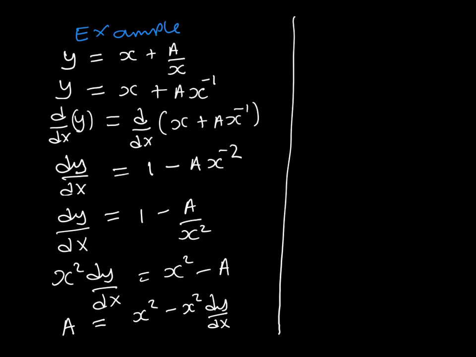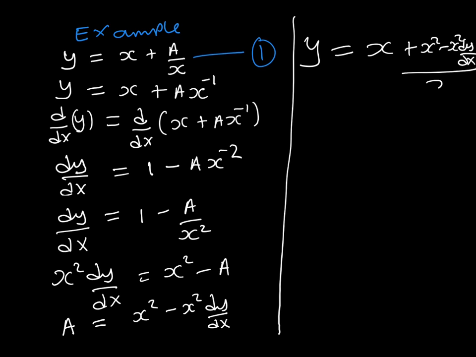We want to substitute for a so that we have an equation which does not involve a. So here it is just easy. We're almost done. So let's go ahead and substitute for a in this equation. Okay, we are going to have y equals x plus x squared minus x squared dy/dx, all divided by x.